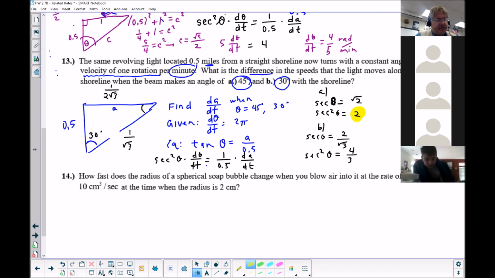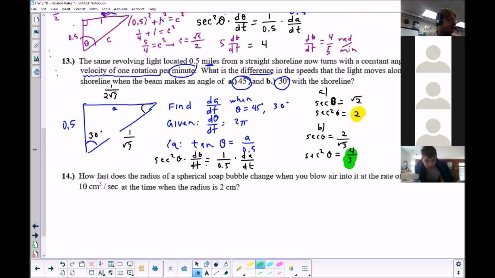Hopefully, as sloppy as this is starting to look, you can see that you would plug in the 2 for all of this stuff to do part A. And of course, don't forget that d theta/dt was 2 pi. And then you would plug in 4/3 for secant squared of theta, along with your 2 pi for this. And then you'll have two different dA/dt's that you would indeed subtract from one another.